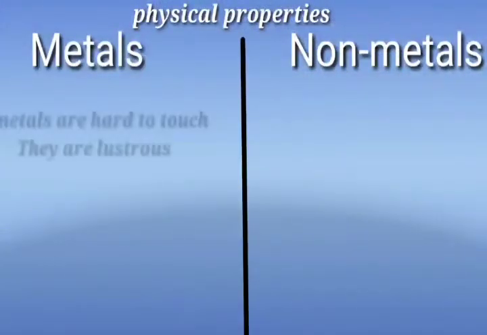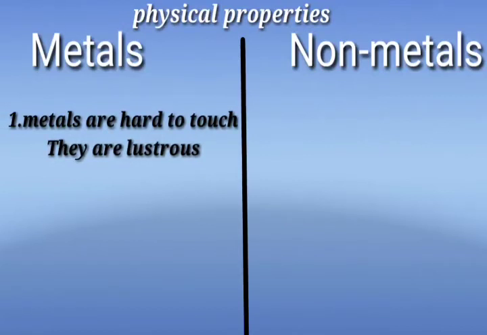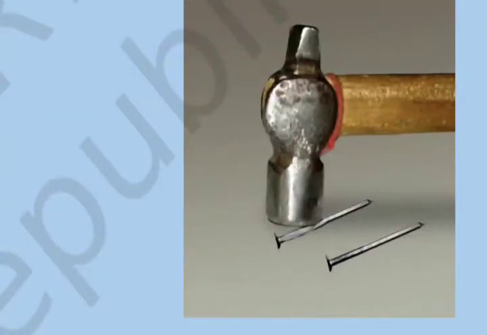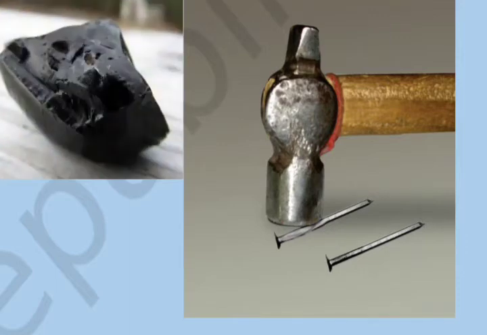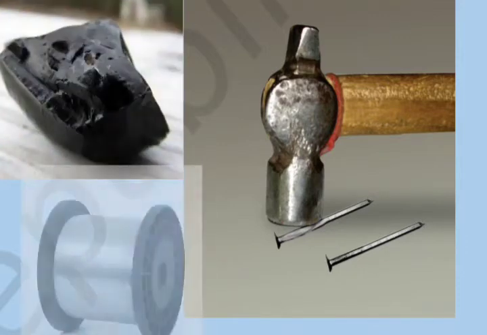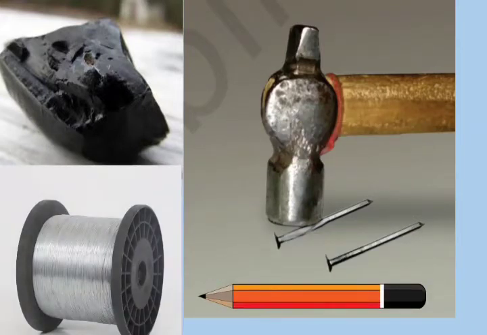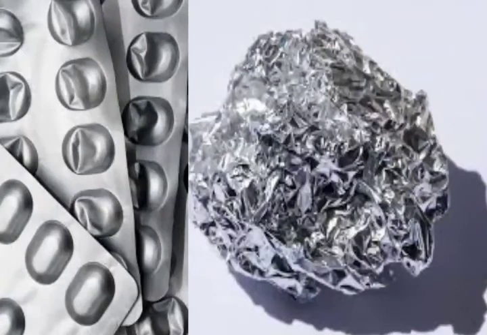So what is the first physical property? Metals are hard to touch. They are lustrous. And non-metals are soft and dull. Now let's move on to the second physical property. For that you need a hammer, an iron nail, a piece of charcoal, an aluminium wire and a pencil. What we are going to do is hammer these materials. When you hammer these materials, some materials break down easily and some will become a sheet like this. What is this?